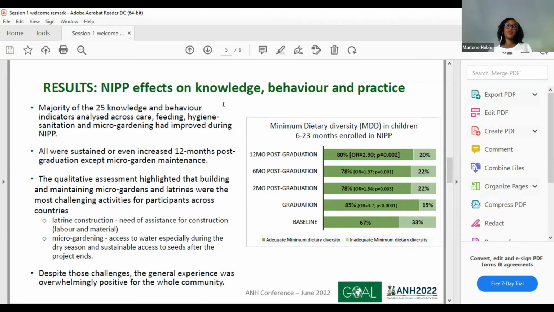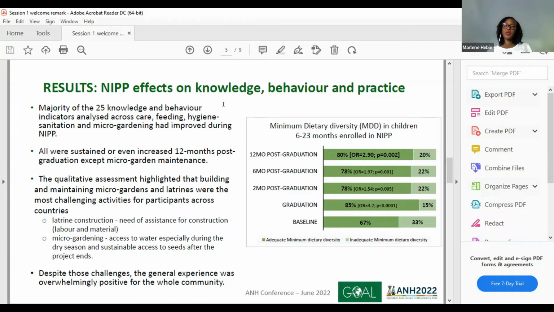And all of them were sustained up to 12 months after the end of the program, because we did also collect some follow-up data after graduation from the program among a subsample of the participants. So all of the behaviors were sustained up to 12 months after the program, except microgardening maintenance. And then on this graph on the right side, you can see just an example focusing on the minimum dietary diversity among children under 2 years enrolled into the NIP program.